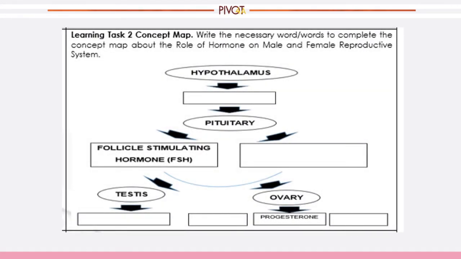Learning task 2 is a concept map. You will write the necessary word or words to complete the concept map here about the role of hormones on the male and female reproductive system. So you will be writing here the hormones involved.